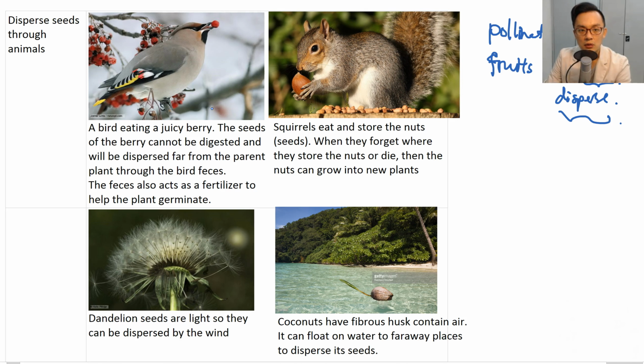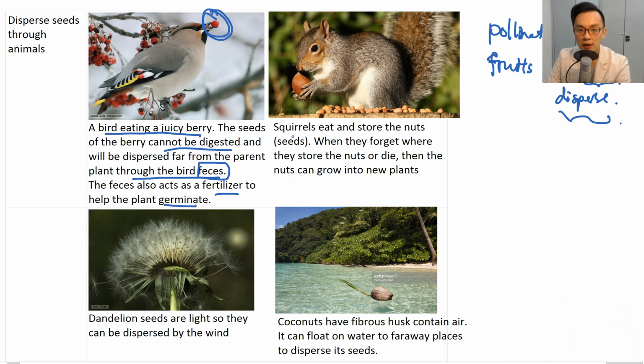Let's look at it. So this is a bird eating a juicy berry. The seeds of the berry cannot be digested and will be dispersed far from the parent plant through the bird feces. All right. So when the bird ejects the waste through the body, the feces also acts as a fertilizer to help the plant germinate. It gives more nutrients to the seeds. So that's where dispersal through animals happens.